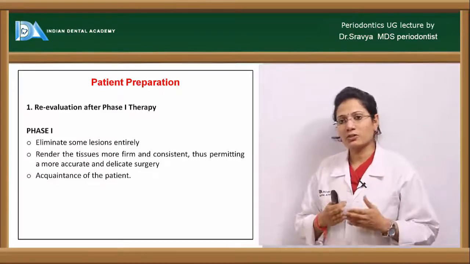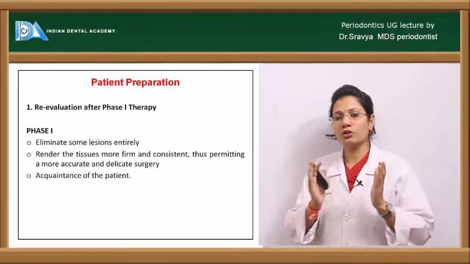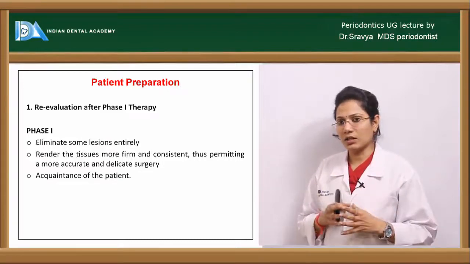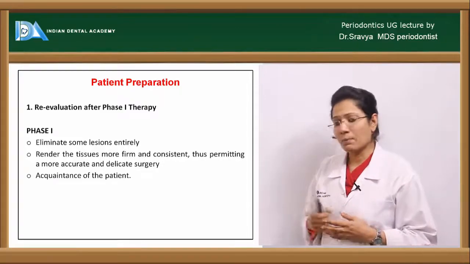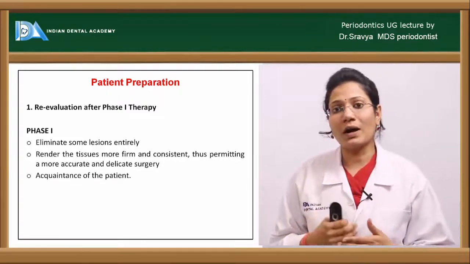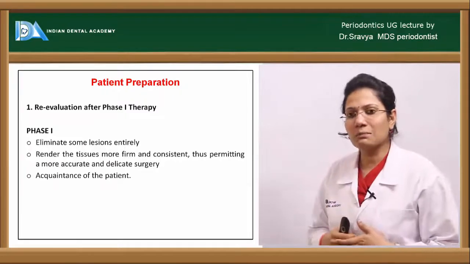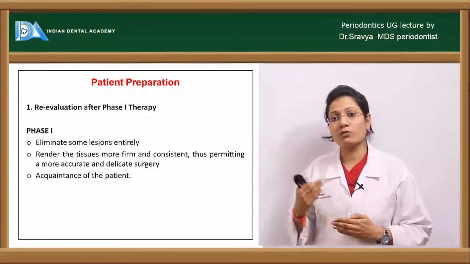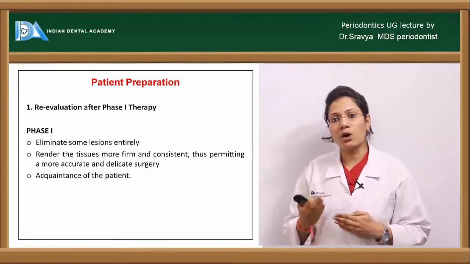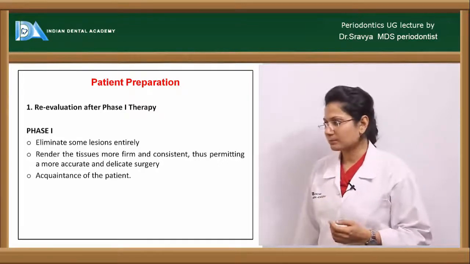Apart from that, your phase one therapy will give you tissues with a good firm and consistent nature so that you can work with more precise accuracy. Apart from that, you can also get acquainted with the patient. At the first visit the patient comes to you, he gets a little uncomfortable, but then as the number of visits increase, the patient gets more comfortable with the dentist.